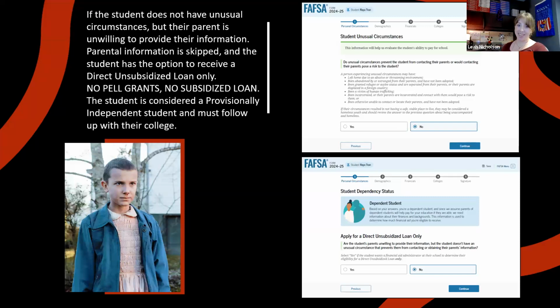So we are a little afraid that this is going to be a confusing question for students and families. We really want them to pay attention to this particular question and answer it correctly, because if they do answer it incorrectly and they say, I just want to be considered for an unsubsidized loan, but parents actually would provide information on the FAFSA and are totally willing to do so, then it's going to cause a lot of confusion for the student, the family, and for us as well. So it's really important that when they get to this question, they're paying attention. And if the parents are willing to provide information, that they're answering in the correct way.